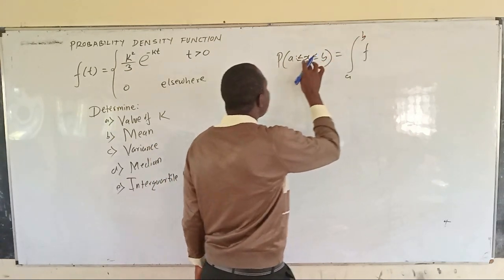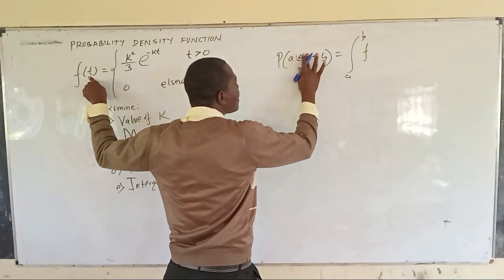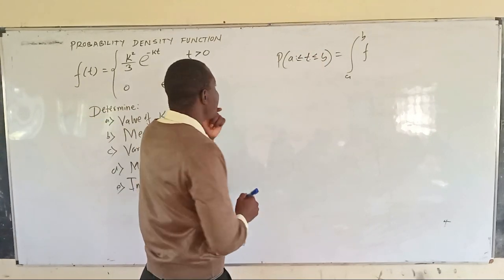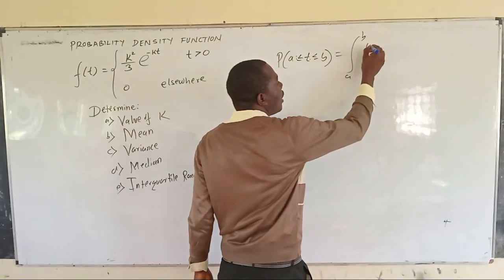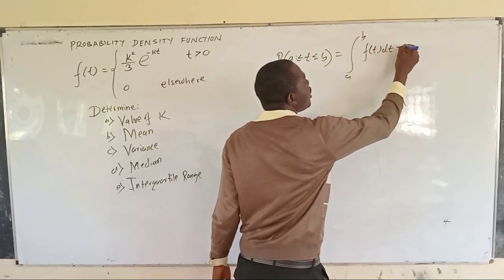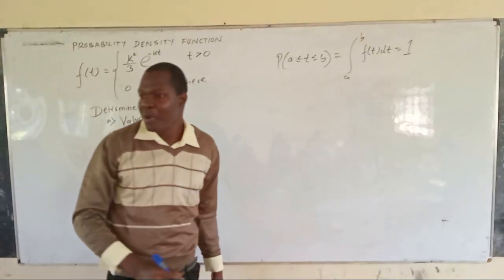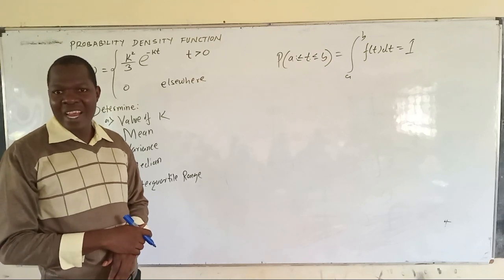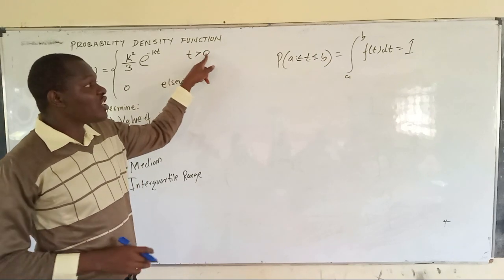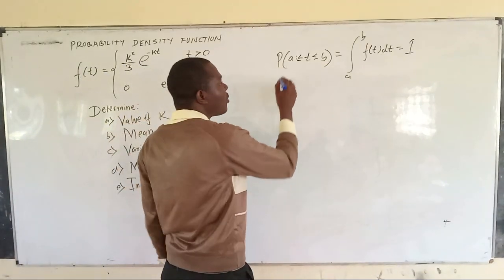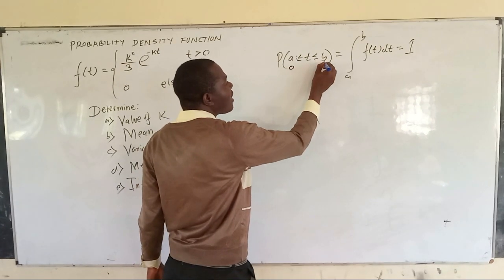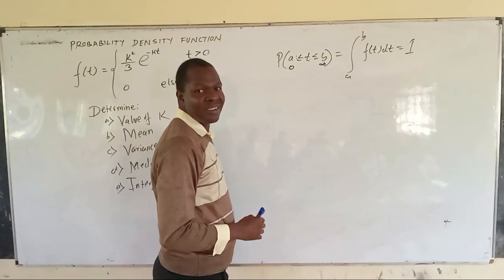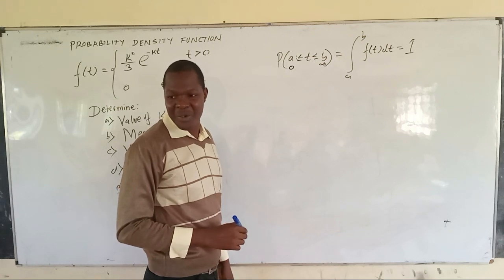So if you know the probability of x between A and B, you are integrating from A to B. In this case it is not x, we have t. The probability of t being in the interval A to B is the integral of f(t) dt, and over the whole range we are supposed to get 1. And since t is greater than 0, it means A starts from 0 and the end will be infinity.